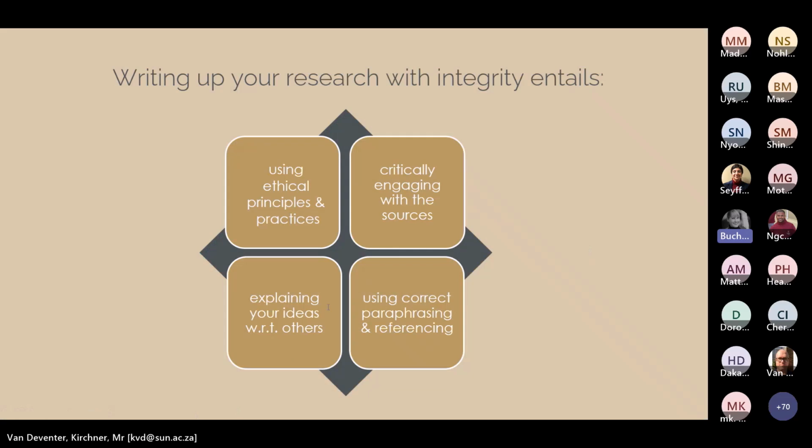So just to draw those threads together, writing up research with integrity entails firstly using ethical principles and practices, then critically engaging with the sources, not just reading and plonking in ideas without considering how it really fits in with what you're saying, explaining your ideas with regard to others, and very importantly, the technical side, using correct paraphrasing when you draw in other people's arguments, and referencing. I can't say that enough. All right, next slide, please.